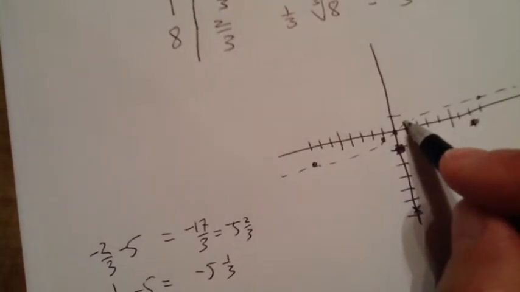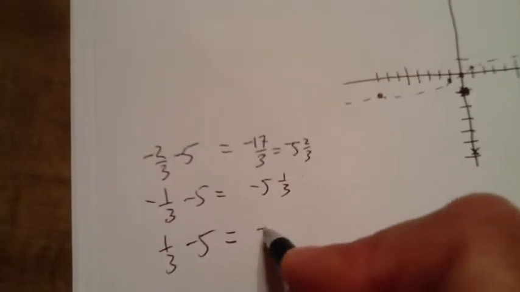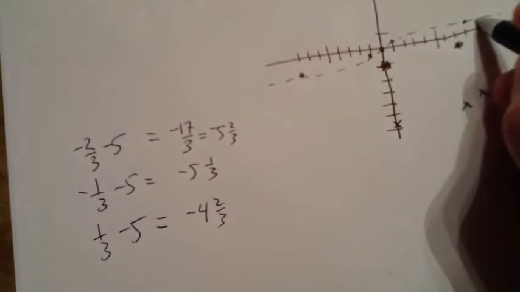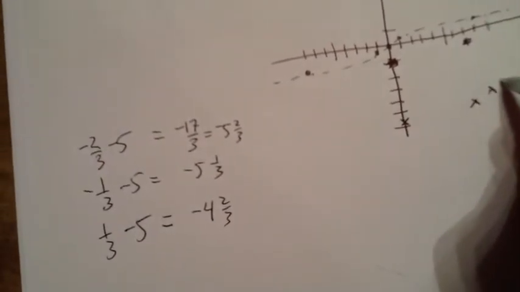This one I'm going to go over 8, which is going to put me at 9. So I'm over here and then I go from 1/3 minus 5, which is going to be minus 4 2/3. So I take this and I go over to the 9, and I'm going to go down to 4 2/3.